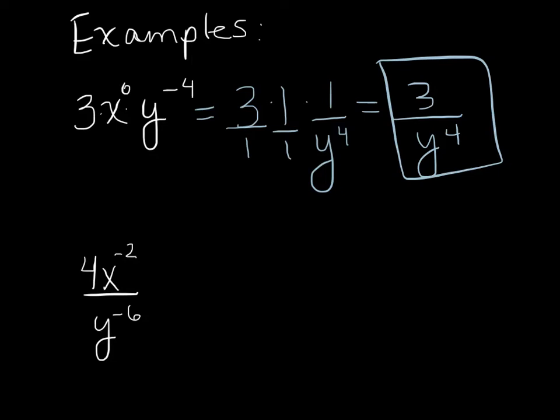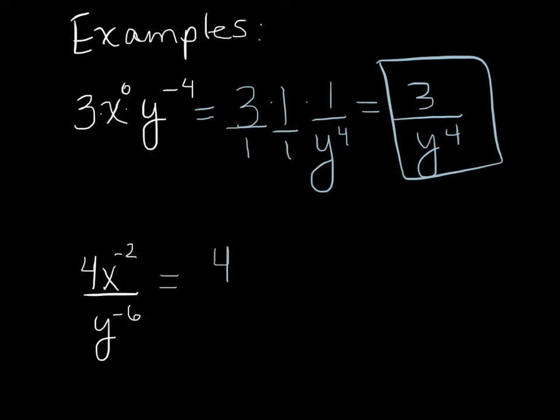Okay, let's look at the second one. Remember, we're going to look at each problem individually, or each number individually. We've got the 4, we've got x to the negative 2, and we've got y to the negative 6. So let's look at our 4. Anything special about it? Nope. So the 4 is going to stay exactly where it is.